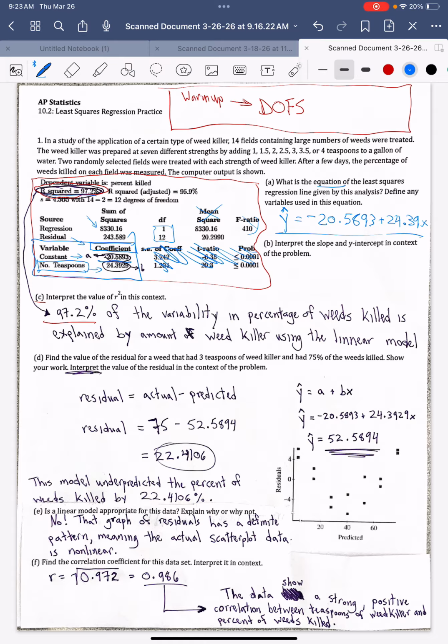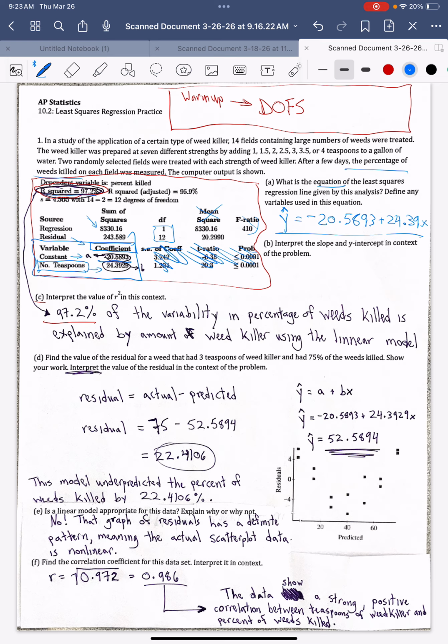I'm going to say this out loud because writing it would suck, especially in this space that I haven't left much for myself for. The intercept of negative 20.5893 is the percentage of weeds killed when no weed killer is used. In other words, if it's negative in this context, that means 20.58% of weeds are growing instead of getting killed, right? We used no weed killer.